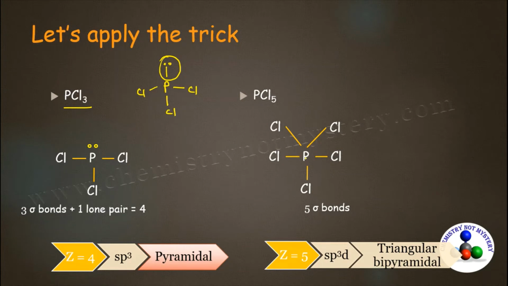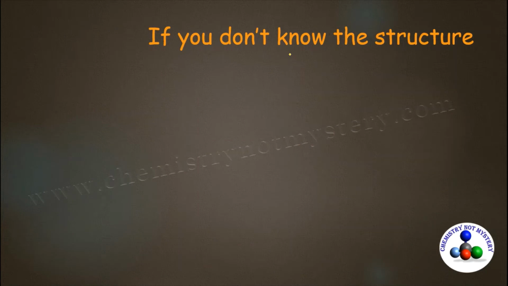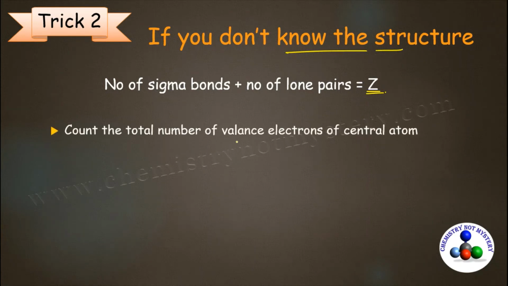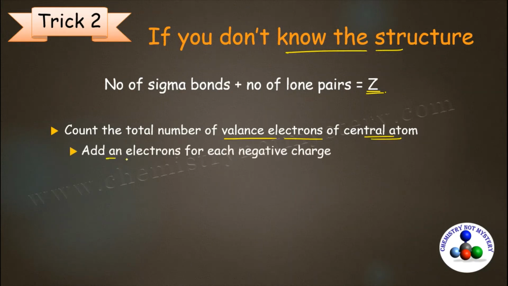So far we have discussed the trick in which you know the structure of the molecule. But if you don't know the structure of the molecule, then you can use trick 2. For trick 2 also, you have to calculate the number of sigma bonds and the number of lone pairs to get the value of Z. As you don't know the structure of the molecule, here you have to calculate the total number of valence electrons of the central atom. If there is a negative charge, then you have to add 1 electron for each negative charge.